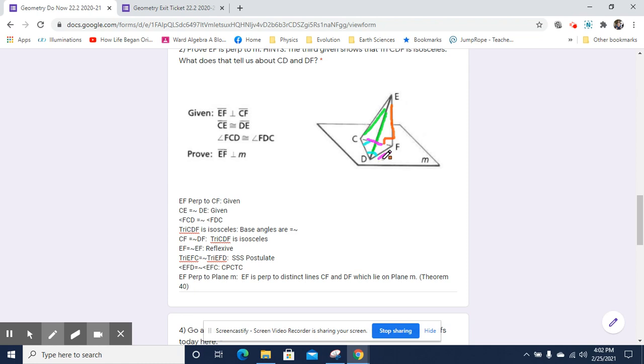Okay, and now we have side, side, side, and side, side, side. So we're able to prove that these two triangles, EFC and EFD, are congruent.